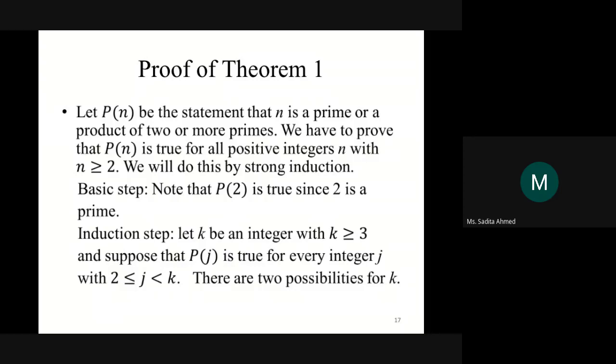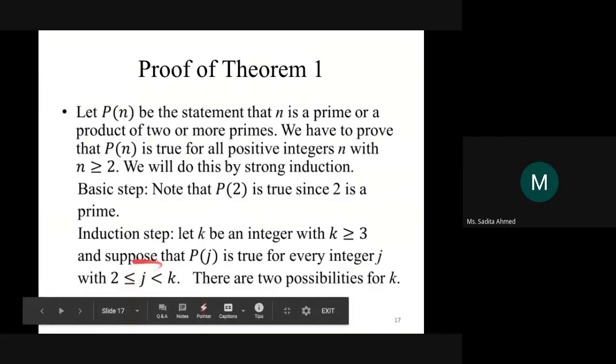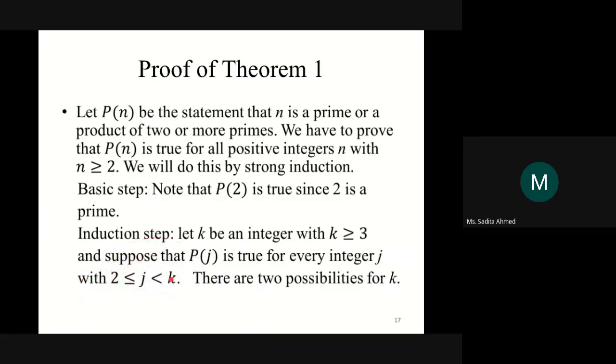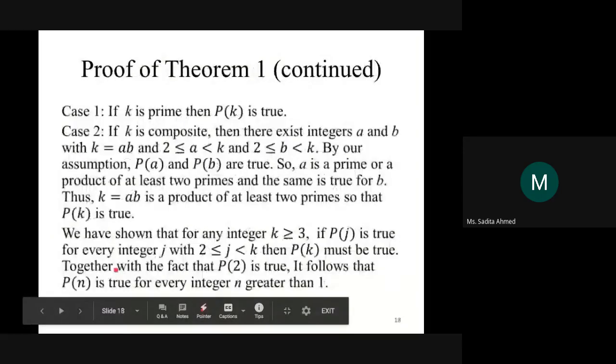The induction step is strong induction. And what do we do? The assumption is a bit stronger. The assumption allows us to assume that the statement is true for a range of values. That is what we did here. The statement is true for all the integers in this range. And based on that assumption, we have to prove that the statement must be true for the next integer, which is k. So on the basis of the assumption we build this thing.